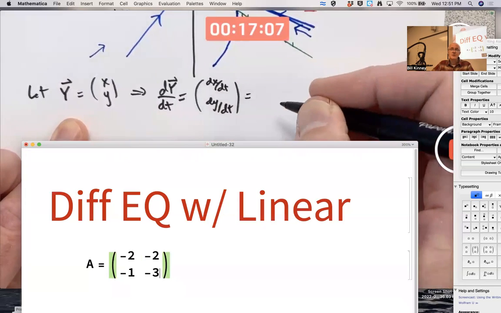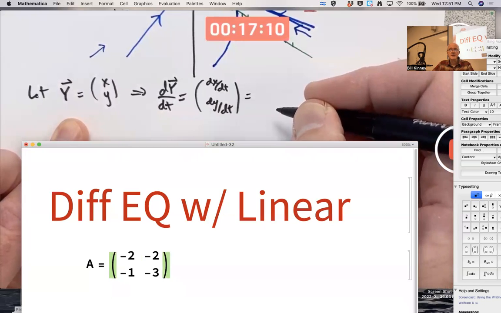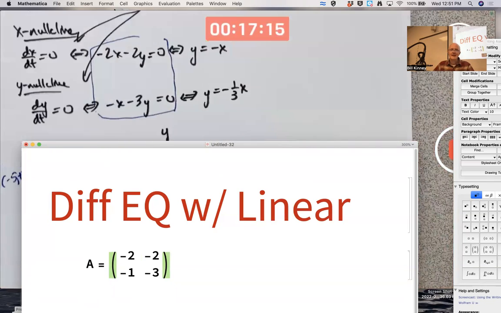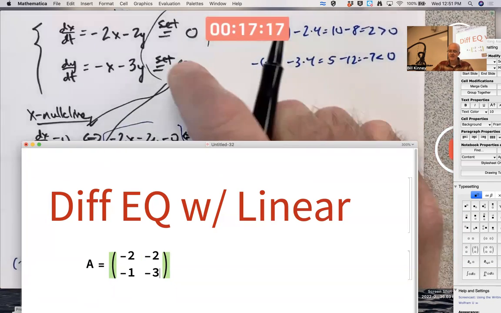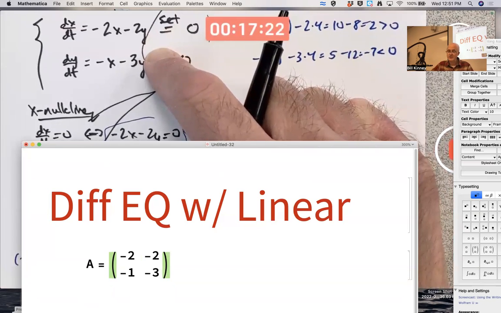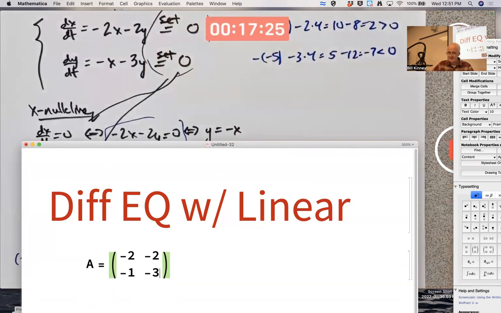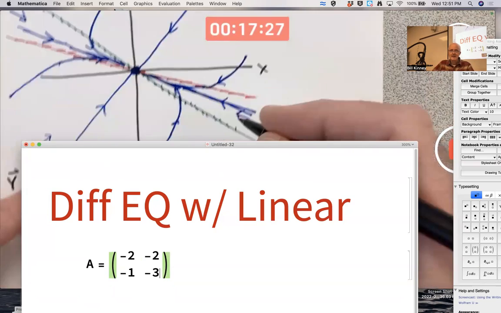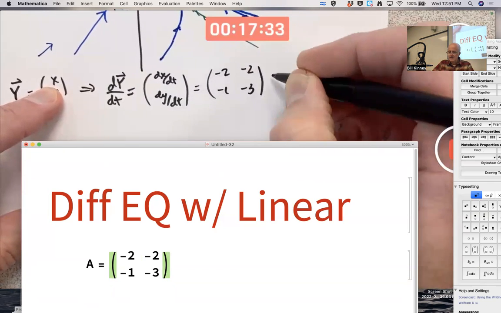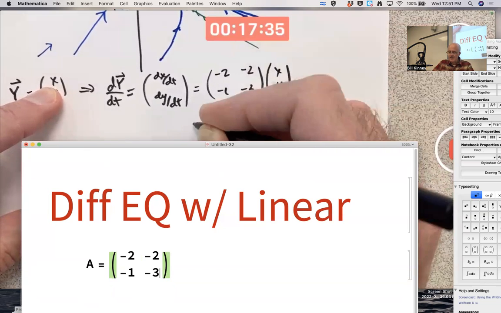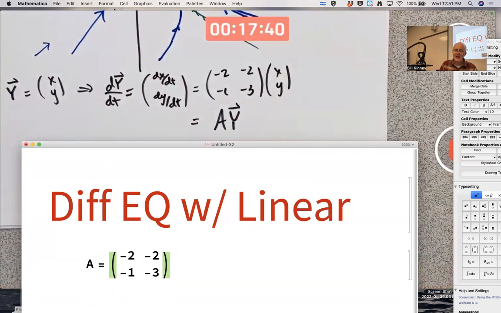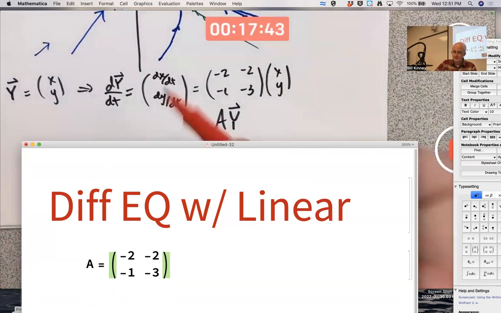And those curves, if they're going to be solutions of the system of differential equations, have to satisfy an equation where I have the coefficient matrix coming from those coefficients that you see here, what you see in Mathematica, times the vector y. -2, -2, -1, -3 times little x, little y. I could think of that as capital A times vector y. That is the vector form of the original system.